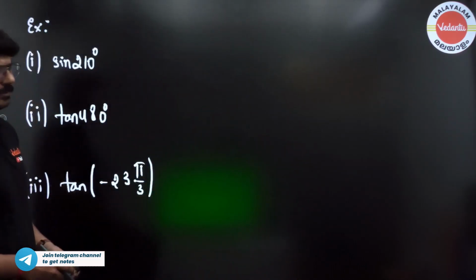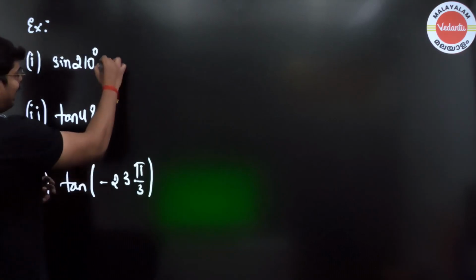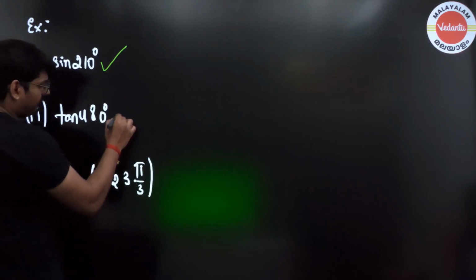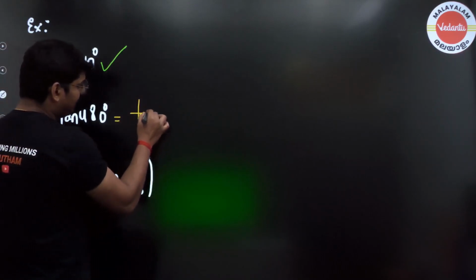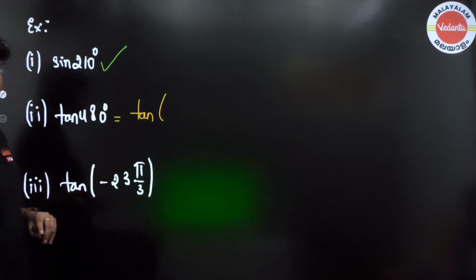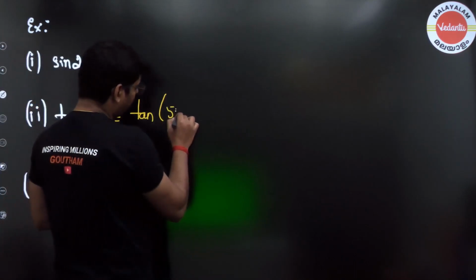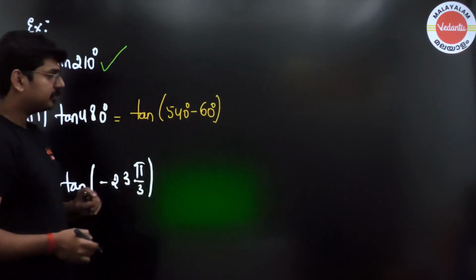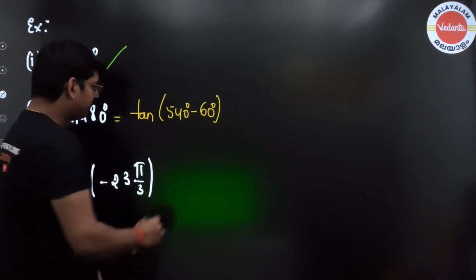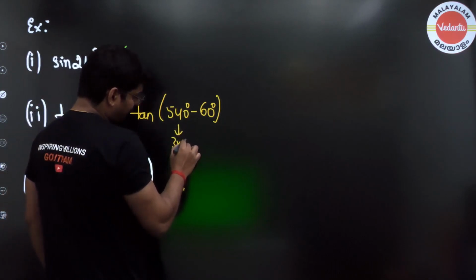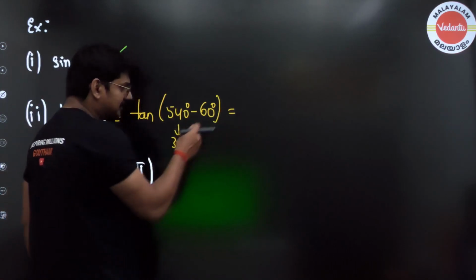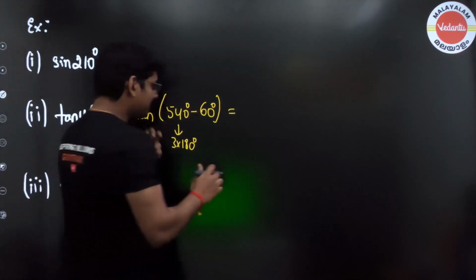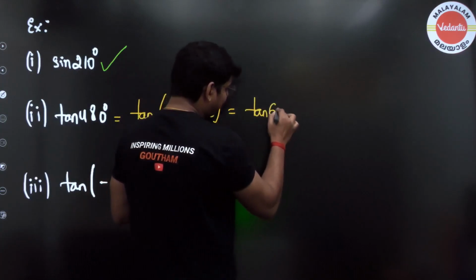Now let me do a few questions based on the same. For example, sine 210. I think we have just done this question. Now what about this question, tan of 480? I can write it in this way. What is tan of 480 degrees? I can write it as 540 degrees minus 60 degrees. Why 540? Because observe, 540 is a multiple of 180. 540 is 3 times 180 degrees. Agreed? So since the angle is n pi minus theta, the trigonometric ratio will not change. So I'm going to get directly tan 60 degrees.